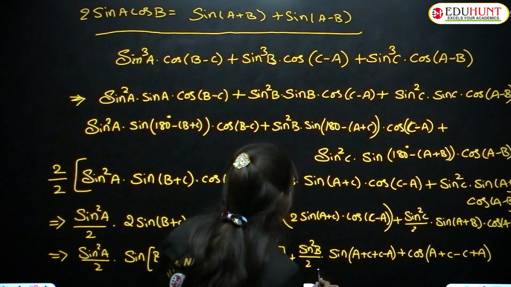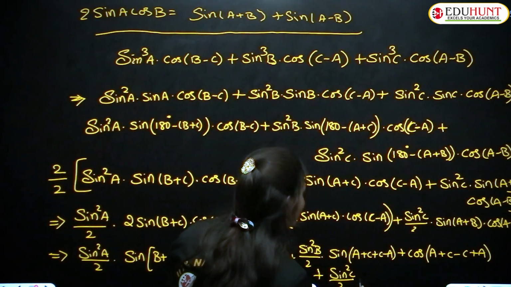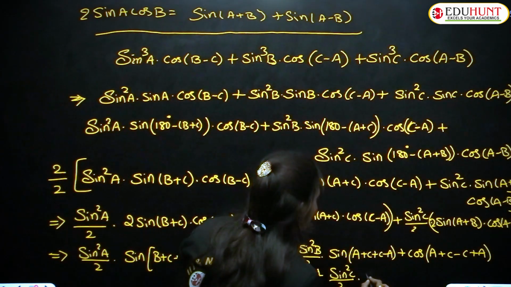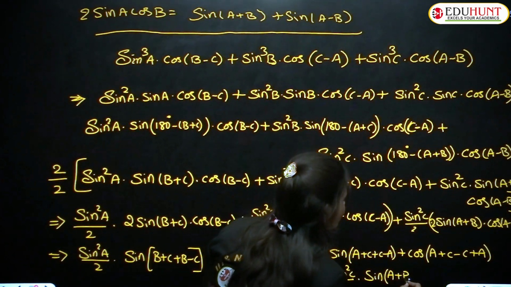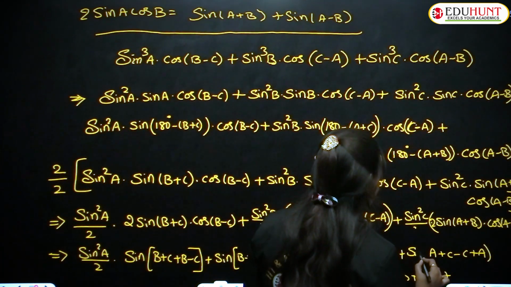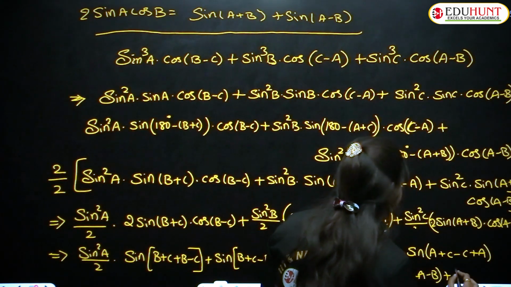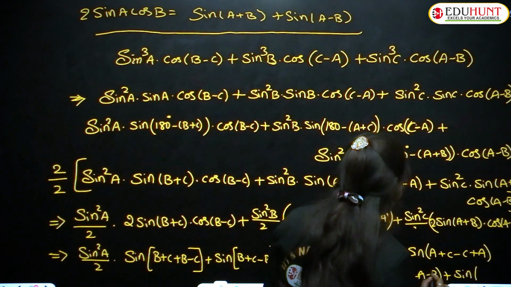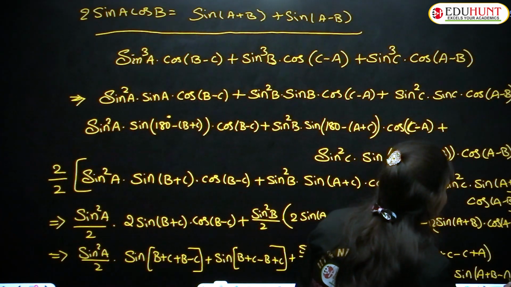Plus sin square c by 2 into, here 2 is there, no? So again sin of a plus b, so a plus b plus a minus b, plus sin of a minus b, plus sin of a plus b, minus a plus b.